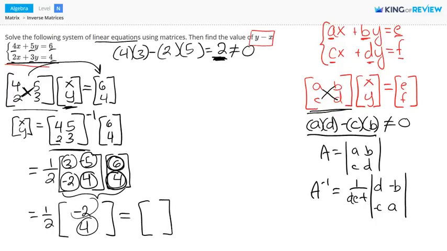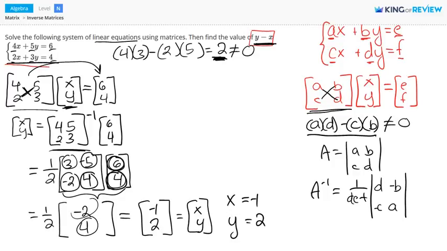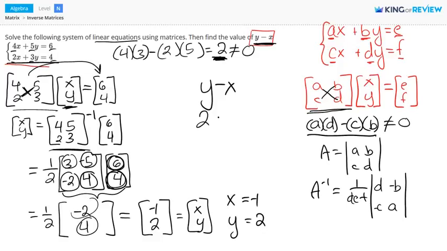So 1/2 times negative 2, that gives us negative 1. And 1/2 times 4, well, that's a 2. And this is equal to the matrix with x and y. So now we know that x is equal to negative 1 and y is equal to 2. Again, we want to find y minus x. So we have 2 minus a negative 1, which is 2 plus 1, and this equals 3. So 3 is the final answer.